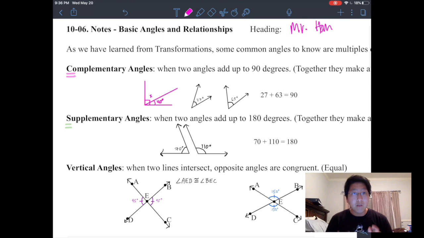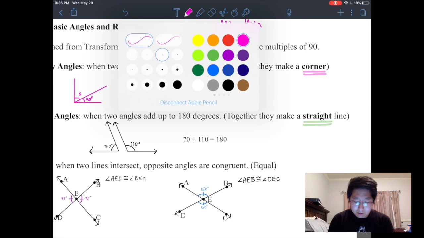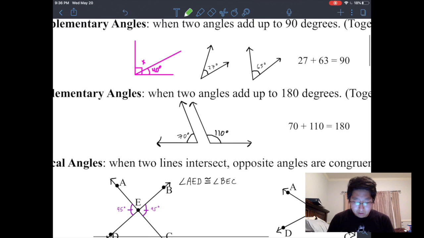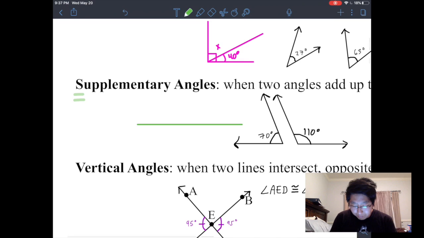The next type of relationship we're going to be talking about is supplementary angles. Supplementary angles is when two angles add up to 180 degrees. Together, they make a straight line. I'm going to use the same color. Right here, we can see that there are two angles, and they're going to make a straight line. We'll try to copy this right here. Let's just use that same line.